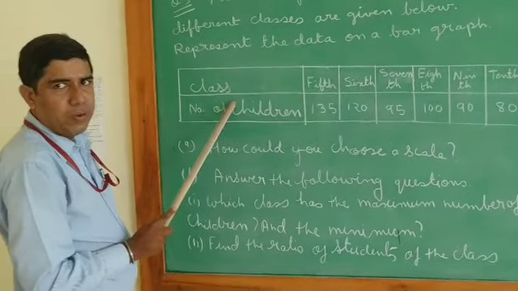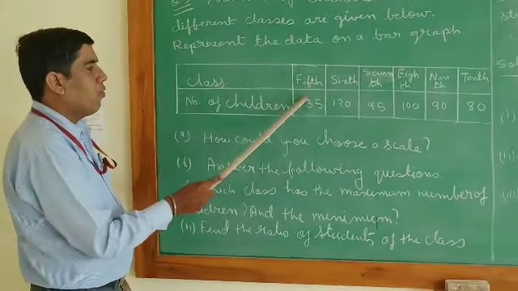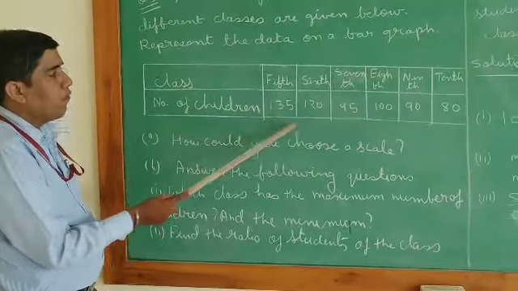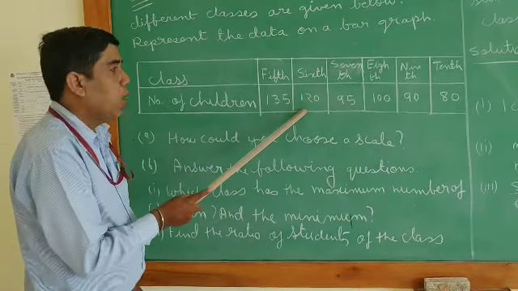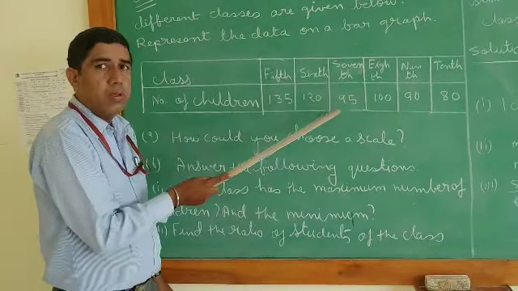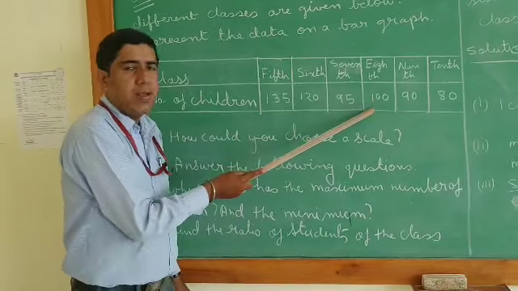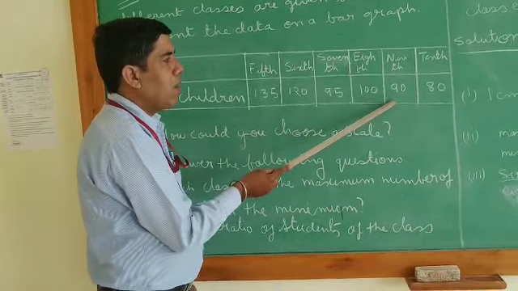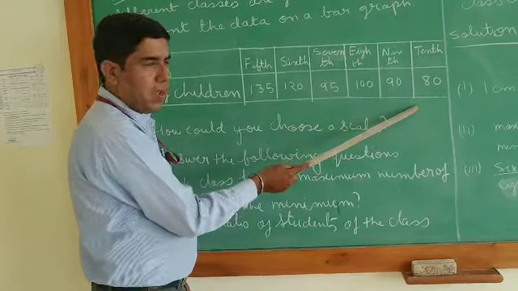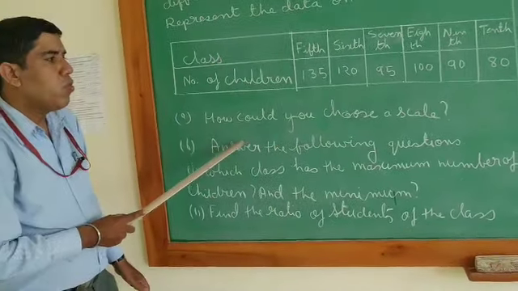Now class, what is this data? Class 5th, how much is the strength? 135. Class 6, 127. Class 7, what is the strength? It is 95. Class 8, what is strength? It is 100. Class 9, what is the strength? It is 90. Class 10, what is the strength? It is 80.